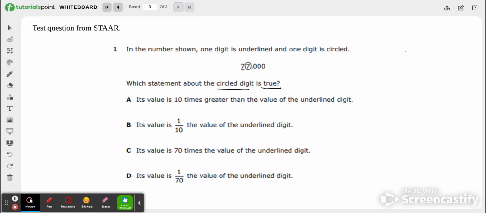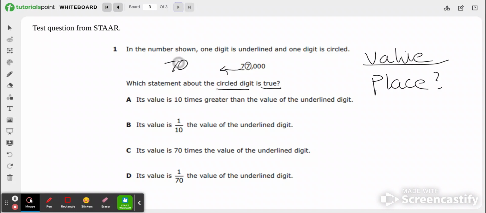Whenever you're doing these types of questions, you want to start thinking about value. What is each of those numbers worth? What's their value? So let's take the underlined digit first. Let's think about the value. First we want to ask ourselves, what place is it in? What's the location? It's in the 10,000s place. We have 7 groups of 10,000. So what's the value? It's worth 70,000.